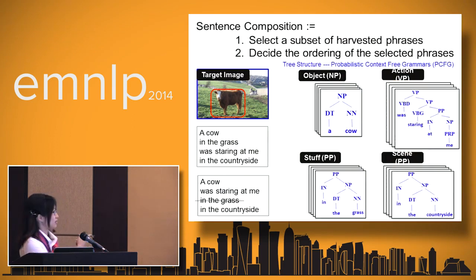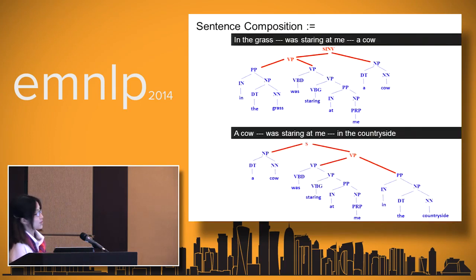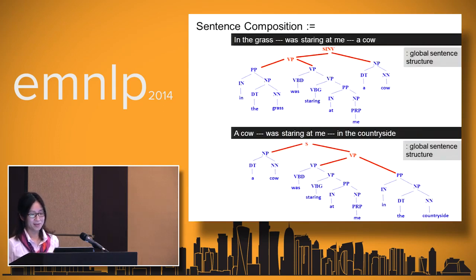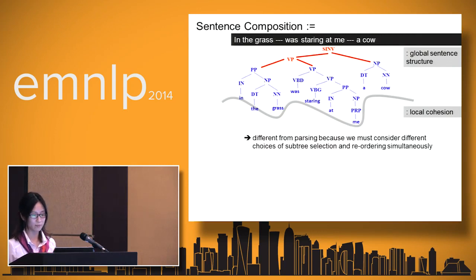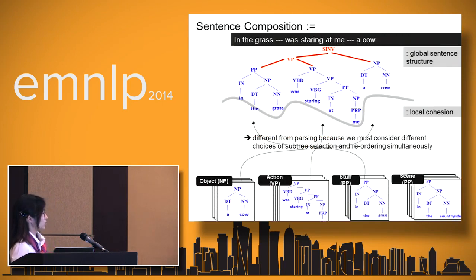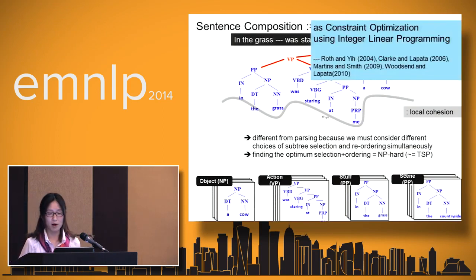And at this point, these phrases are in fact tree fragments because we ran the parse trees. So in order to compose a sentence, we first want to think about whether we can build a nice tree on the top. And so that's global sentence structure. We also want to make sure that if we just read off the leaf level nodes, then it should read nicely. So that would be an n-gram-based language model. And this is different from parsing because we need to consider different choices of phrases simultaneously, while we also want to think about reordering. So it's an NP-hard problem because reordering itself is hard, and then adding the tree structure on the top doesn't make the problem any easier. And so we formulated this problem as constraint optimization using integer linear programming.